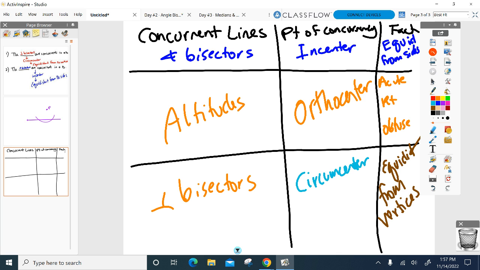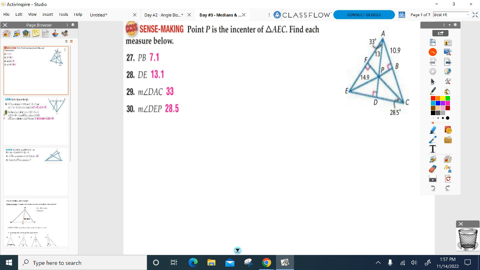Before I let you go, here is the first problem tonight. P is the incenter. And number 27, I'm asking for the length of PB. And everyone see the hint I drew at the bottom of your page? What's the hint? What do I mean, use Pythagorean theorem? A squared plus B squared equals C squared, but it has to be on a right triangle. Do you see a right triangle in this diagram that contains PB, where you could use the Pythagorean theorem?